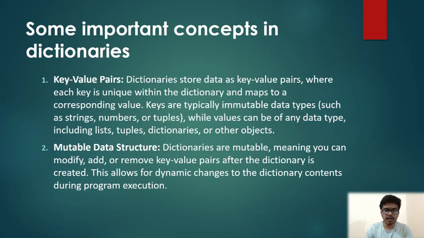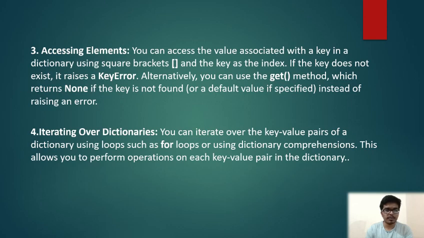Some important concepts in dictionaries are key value pairs and mutable data structure. Here, mutable data structure refers to the values that can be added, modified, or removed for any key value. Accessing elements. You can access the value associated with a key in a dictionary using square brackets and the key as an index. If the key does not exist, it's a key error.